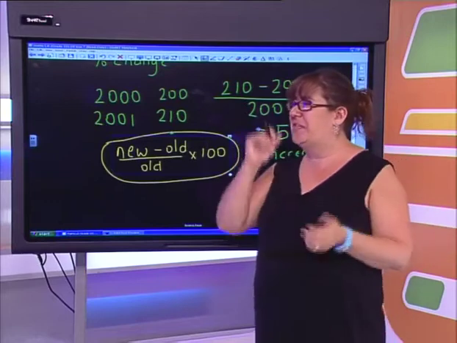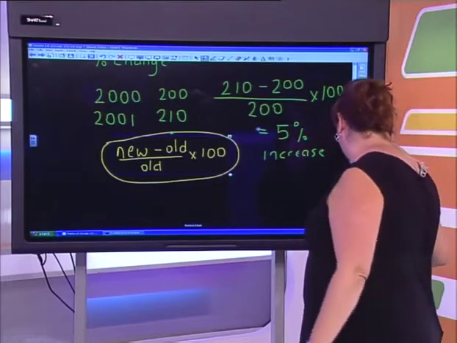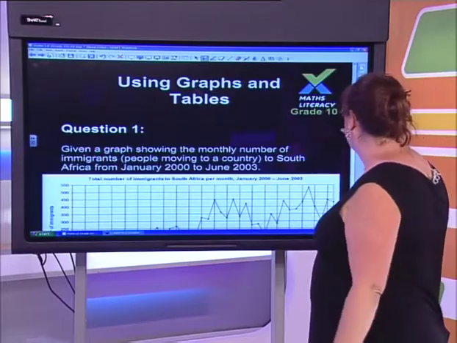The negative means that it is a percentage decrease. And I think we did that when we did percentages, didn't we? Yeah, I remember doing that. So just a quick reminder. Right, let's see what else the question asks.